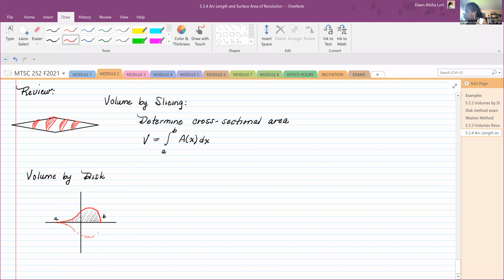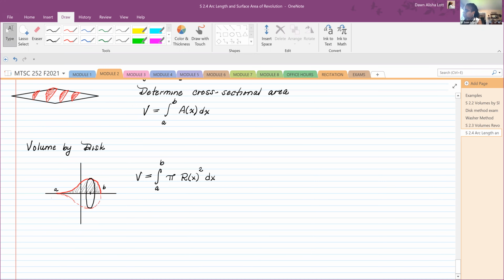about the x-axis, choose a value, find our disk, find the radius of the disk, and the volume is the integral from A to B of pi times whatever the radius is squared dx. And if it's revolved around the y-axis, then you have something that looks like this.